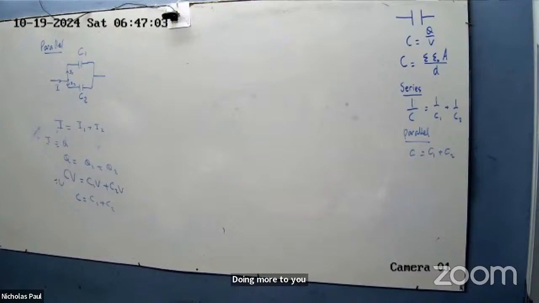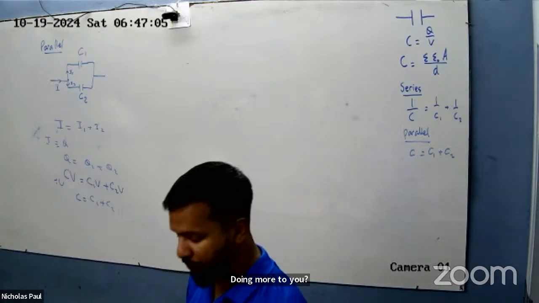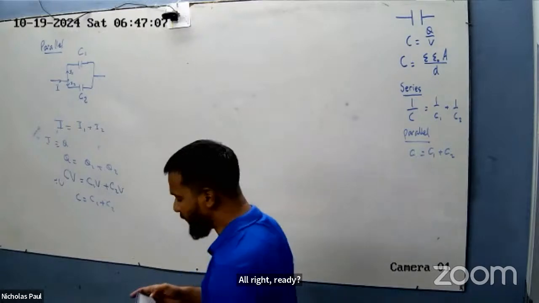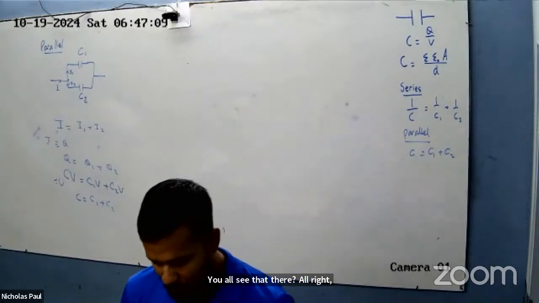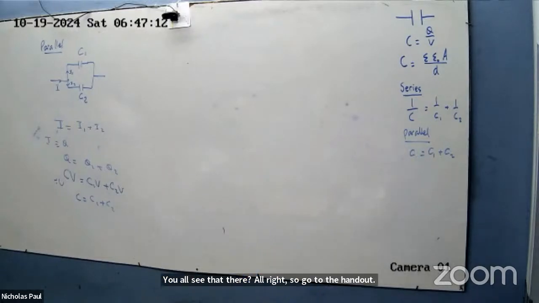Alright, ready? You all seen it there? Right, so go to the handout. Go to the handout and then in the group, check in the group. Capacitance.